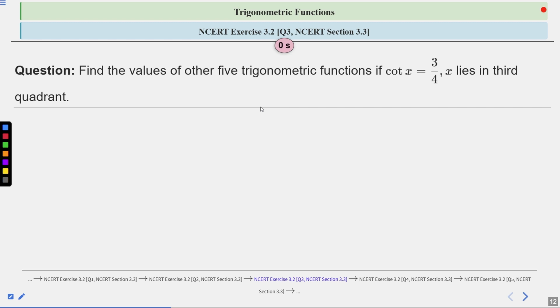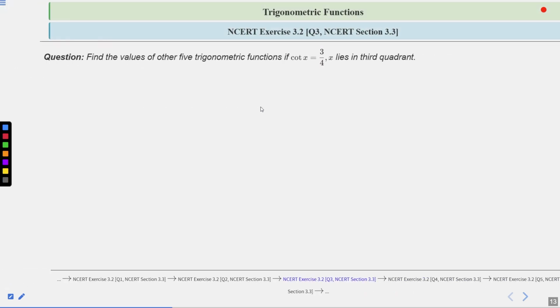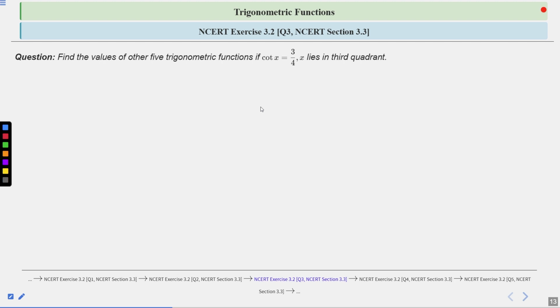Okay, hope you all have attempted. Let's move to the solution part. We have to find the values of other 5 trigonometric functions if cot x equal to 3 by 4, x lies in the third quadrant, okay? Now, the correct answer is sin x is minus 4 by 5, cosec x is minus 5 by 4, cos x is minus 3 by 5, sec x is minus 5 by 3, and tan x is 4 upon 3, right?